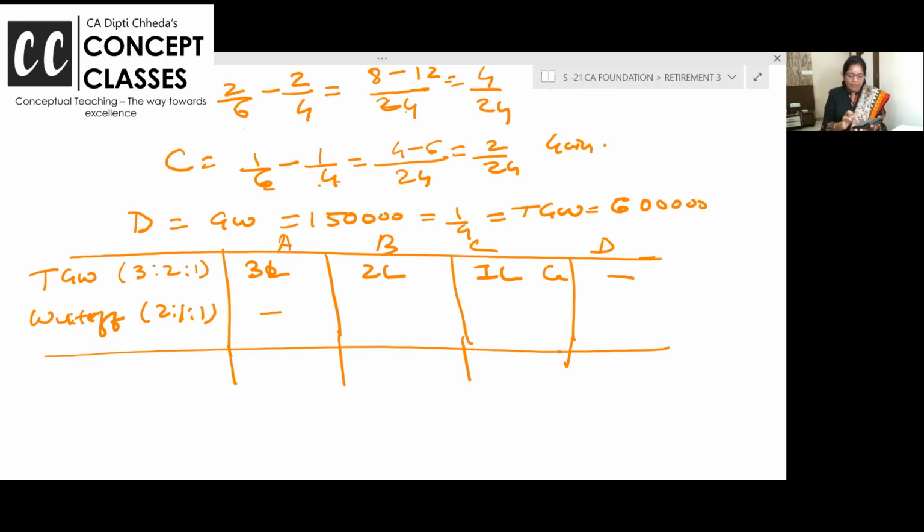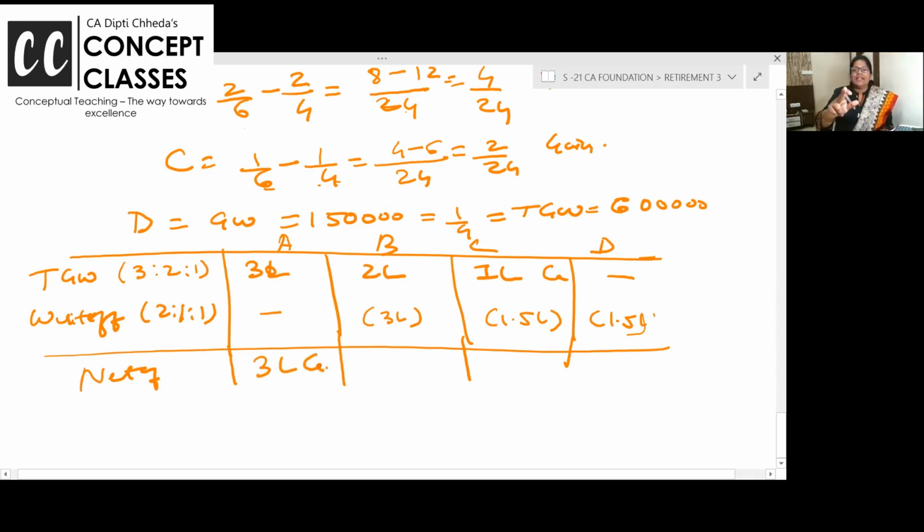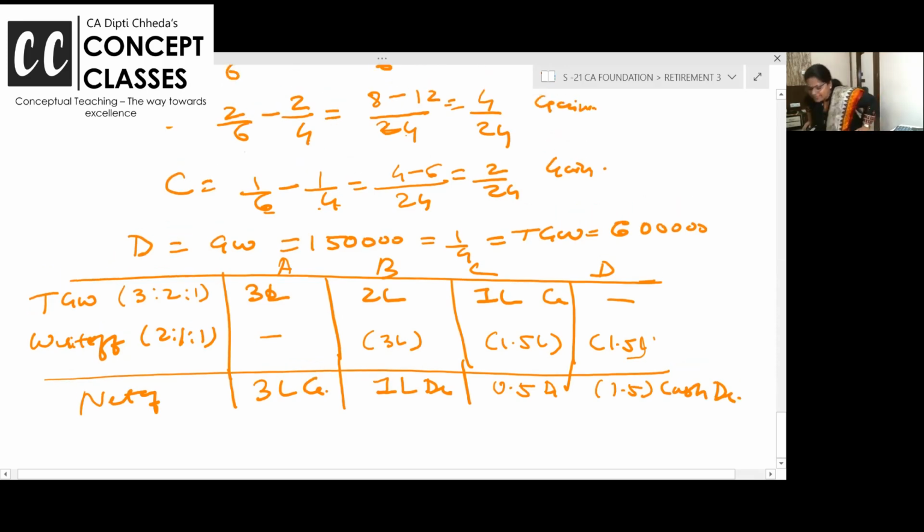6 lakh into 2/4. 3 lakh, 6 lakh, 1.5 lakh, 1.5 lakh. Are you all getting or not? As it is, what is the net effect? Who is sacrificing? A, outgoing partner. B is gaining. C is gaining. And don't debit D, 1.5 cash debit. Write it and check, both gaining, sacrificing.